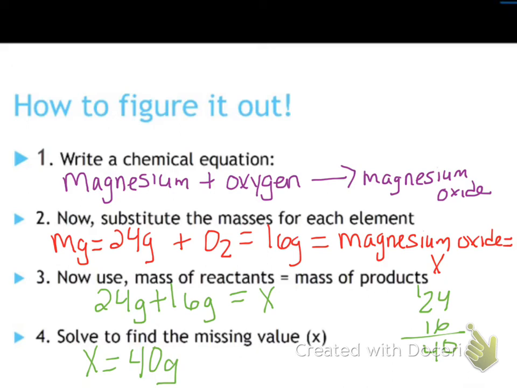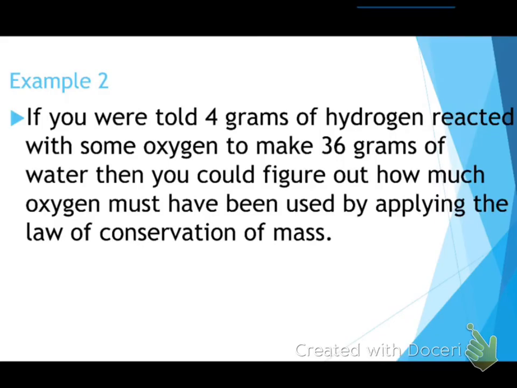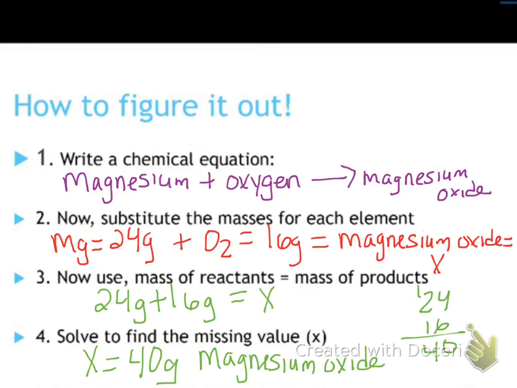This next example is a little more difficult. Oh, did you see that? I highlighted that "ide" to point out, remember I told you that when you make certain bonds, you change the ending there. Always change the ending of the last element to an "ide." So I was pointing that out to you there.